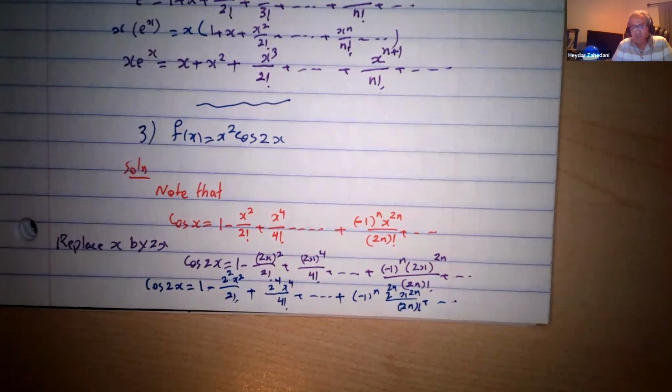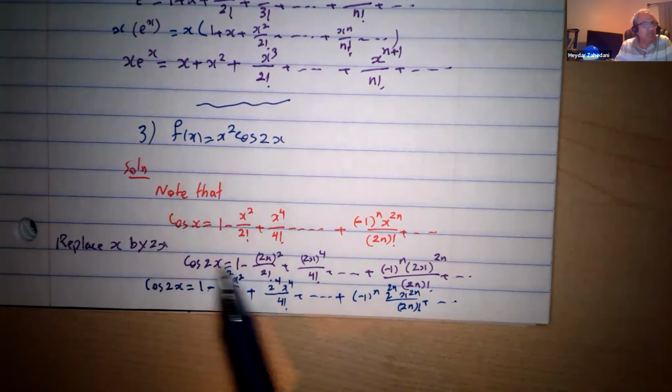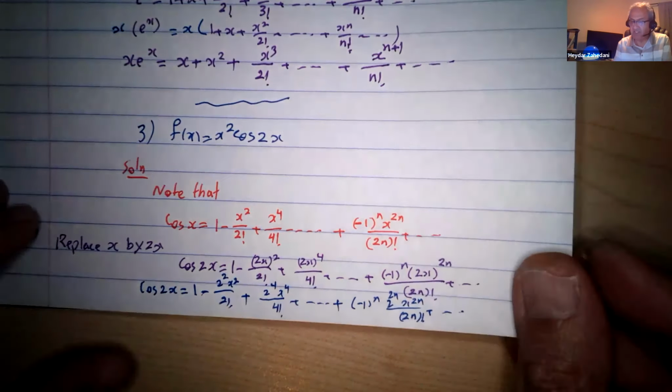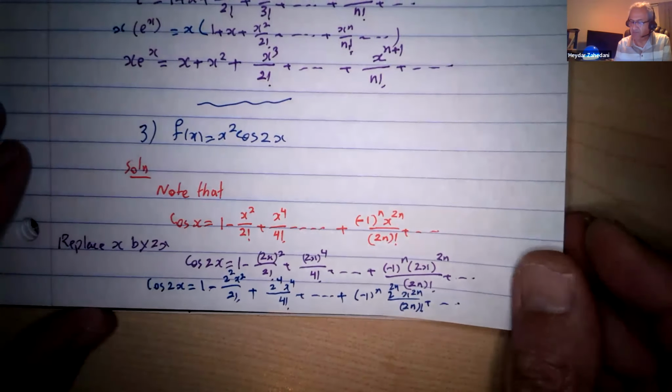See, this is the cosine of 2x. But what do you want? You want x squared times it. So times both sides by x squared. I write it in the sigma form so that you can see. If you want to make it brief, that's possible for you. You see, this is how you make it briefly.